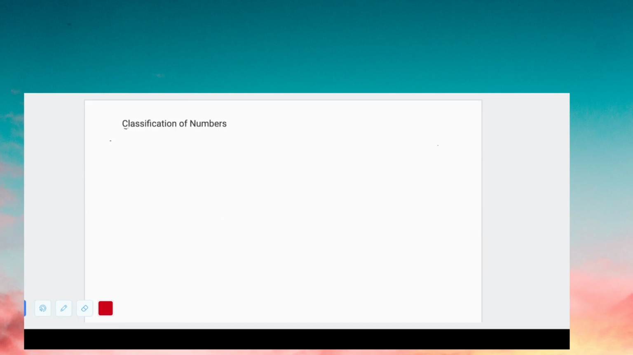Classification of numbers. First of all, you have to know what exactly numbers are and why they play a major role. Without numbers, we can't do math. Numbers are quite simple to see, but they play a major role in math. In our daily life, we use numbers for counting.